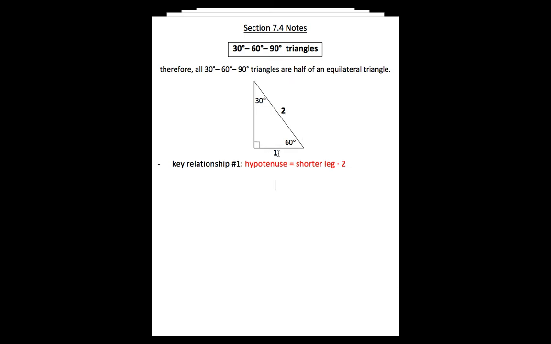And I know that this side, which was half of our equilateral triangle, is the shorter leg because it's opposite the 30-degree angle. Right? This opposite side of the 60-degree angle would be the longer leg, and the side that's labeled 2 units is the hypotenuse because it's opposite the right angle. And one key relationship to keep in mind, again, is with all 30, 60, 90 triangles, the hypotenuse is equal to the shorter leg times 2.